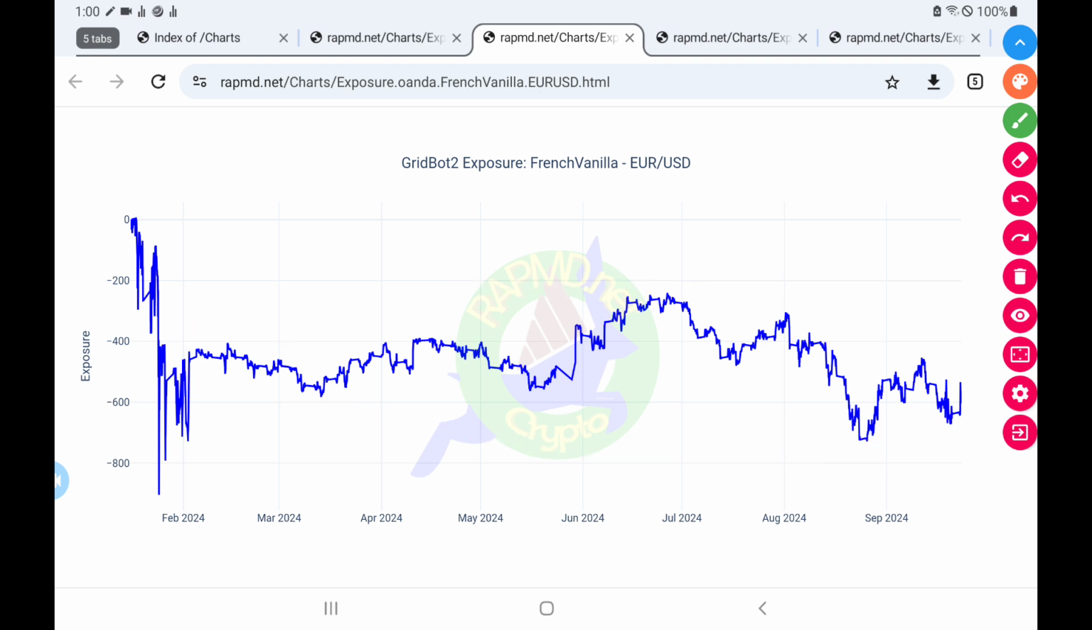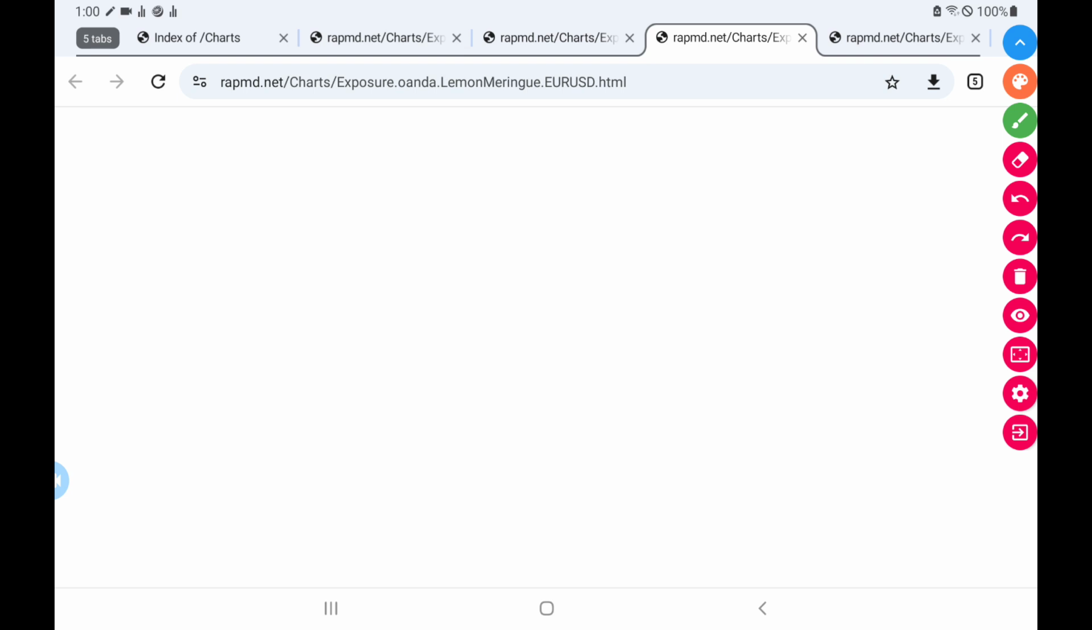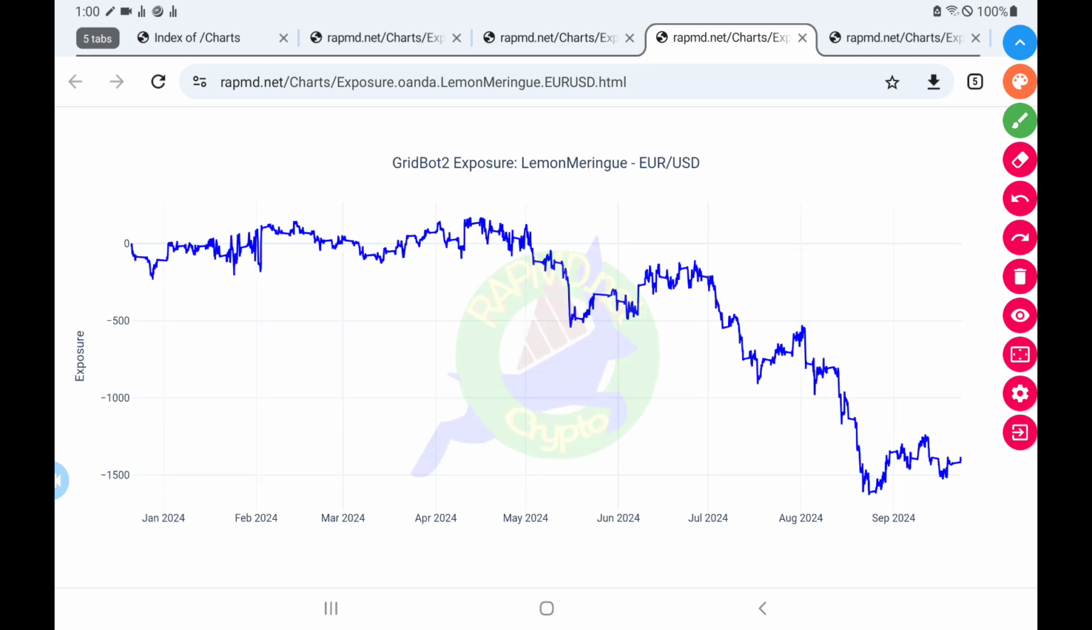Now let's look at lemon meringue. This one is a stinking hot mess, which we saw in the equity chart. If you walk away right now, you're going to take a hit of $1,500. This is a painful one.